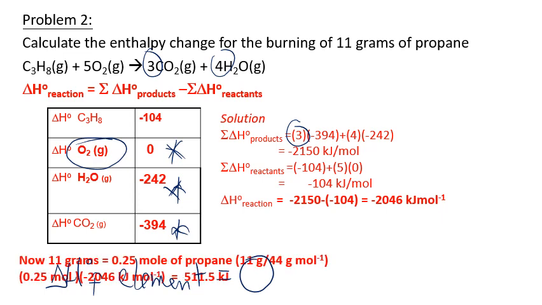Okay, we'll just rub that out. So now you have 11 grams, so you've got 0.25 moles of propane, mass over Mr. So it means that you then can work out the number of kilojoules, so it will be 0.25 moles of propane times minus 2046, giving minus 515.5 kilojoules.